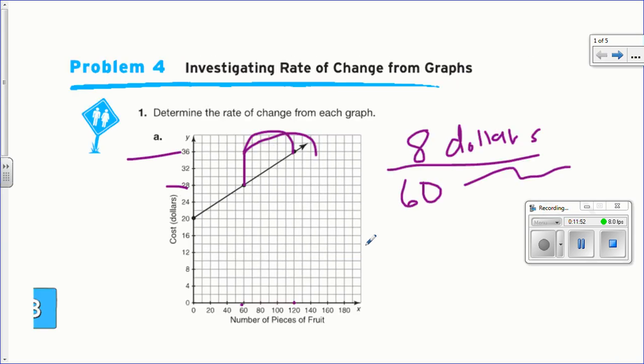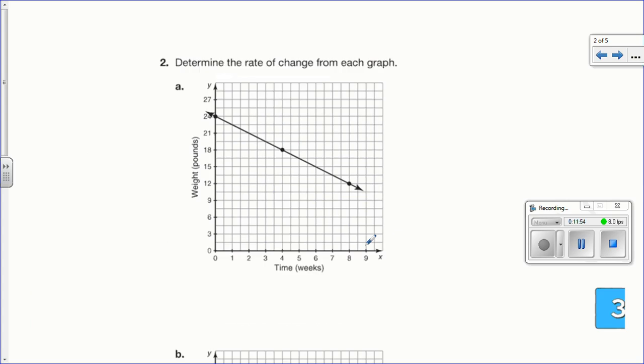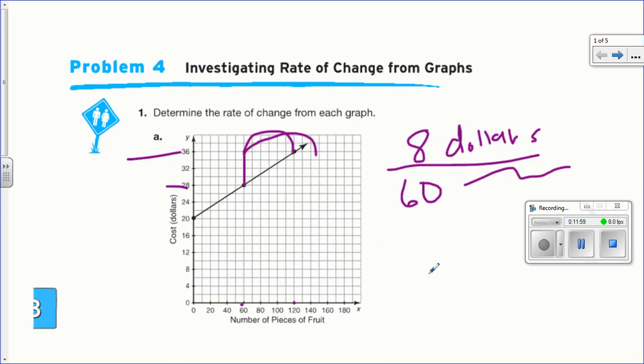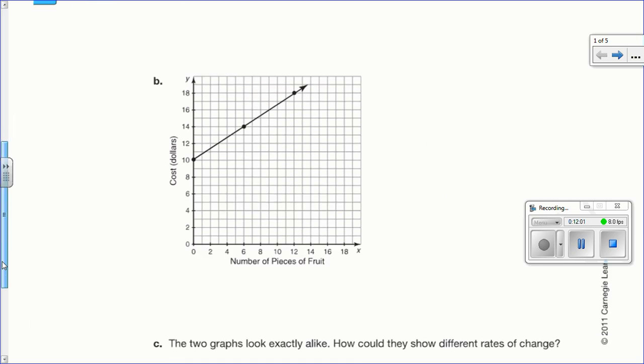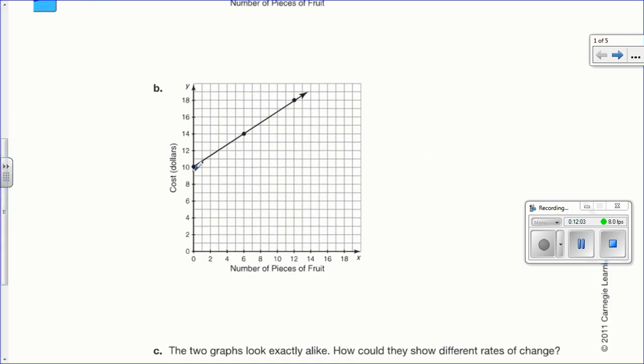Okay, and then let's look at B. How do I scroll? Okay, here we are. Let's use 0, 10, and 6, 14. To get up there, it's 2, 4, and then run. How many do I have to run out? So 0 to 6, that would be 6. So rise over run is 4 to 6.